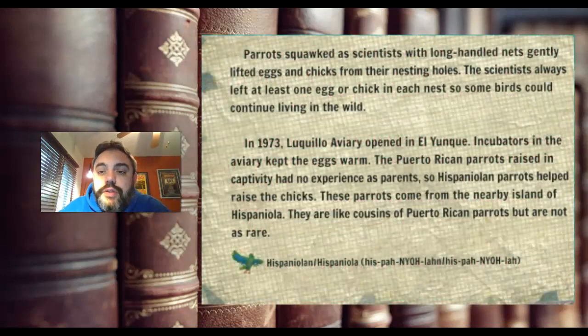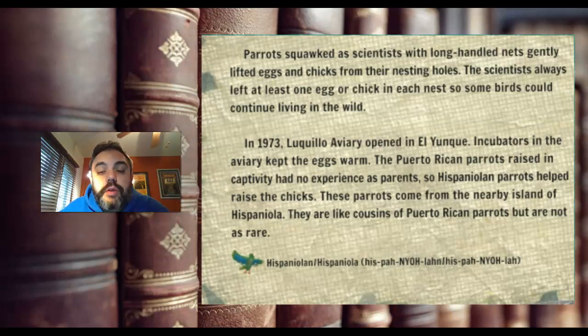Parrots squawked at scientists with their long-handled nets, gently lifted eggs and chicks from their nesting holes. The scientists always left at least one egg or chick in each nest so some birds could continue living in the wild. Pretty smart. In 1973, the Luquillo Aviary opened in El Yunque.